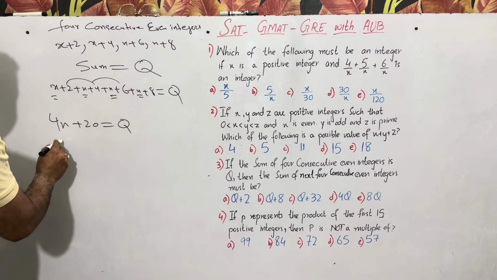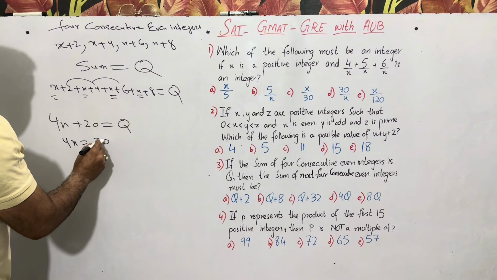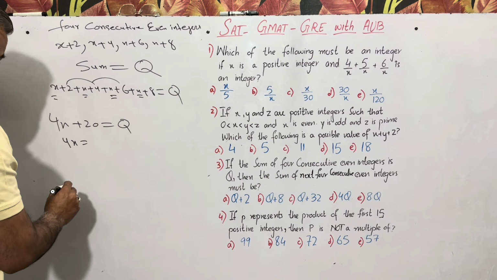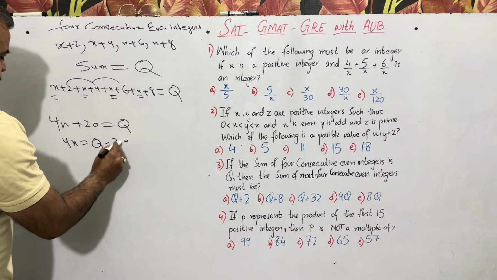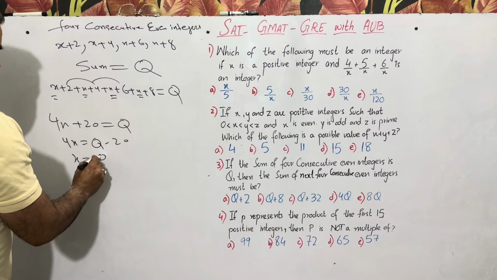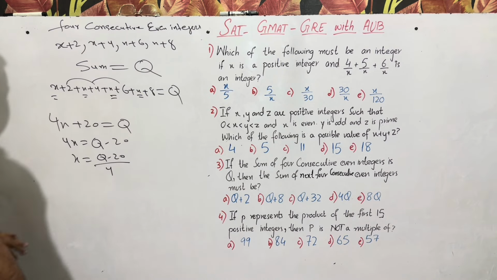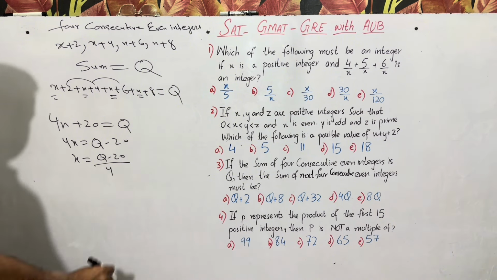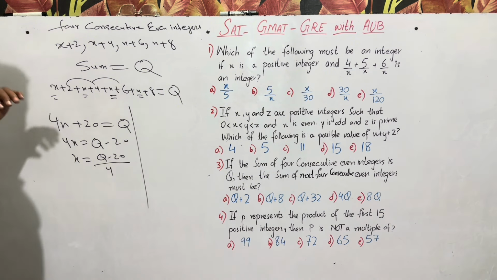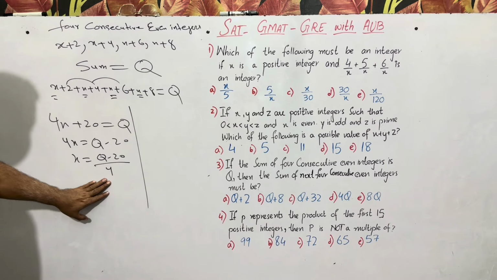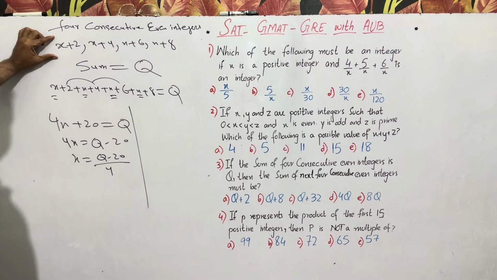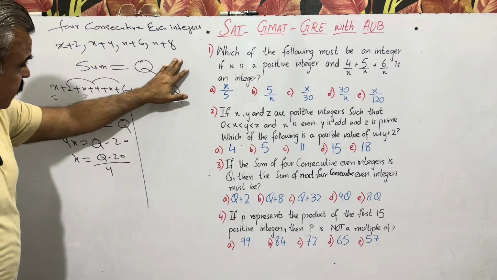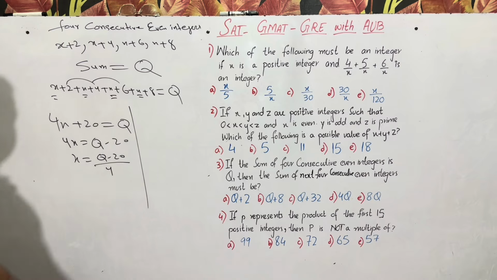Now solve for x in order to proceed further with our question. It will become q minus 20 divided by 4. That's my value of x. If I replace x with it here, then I will get the values of the 4 consecutive even integers in terms of q.